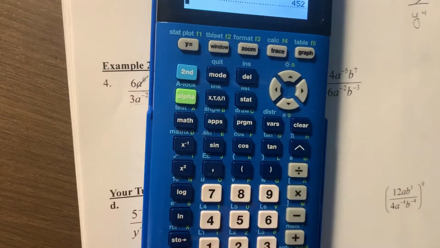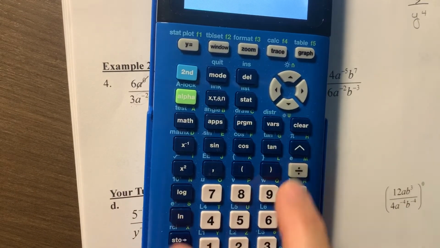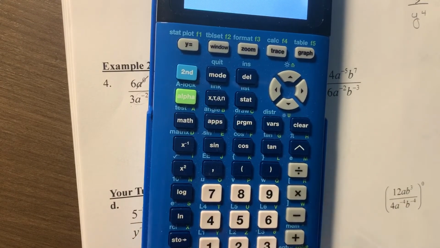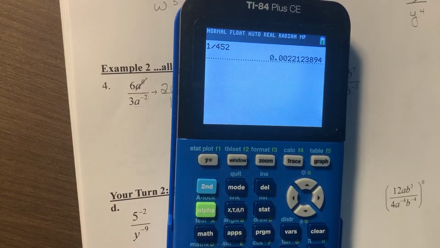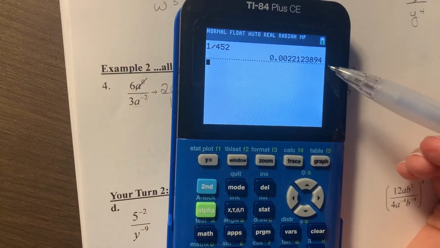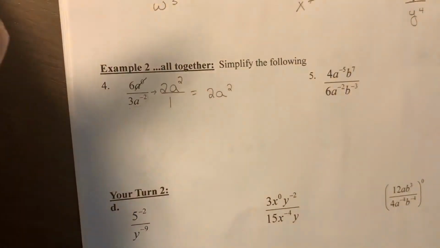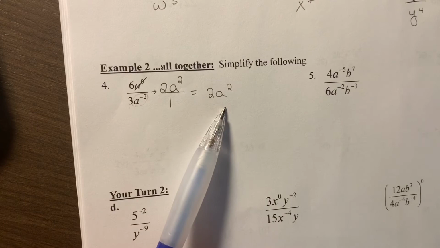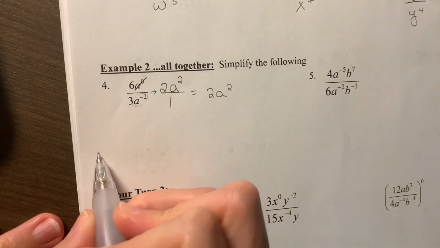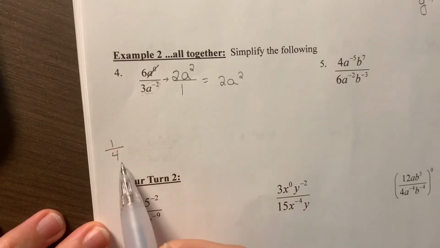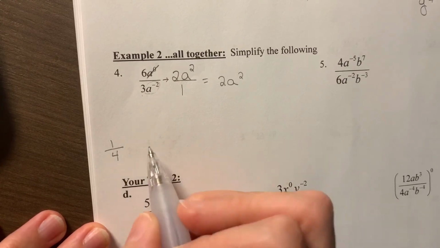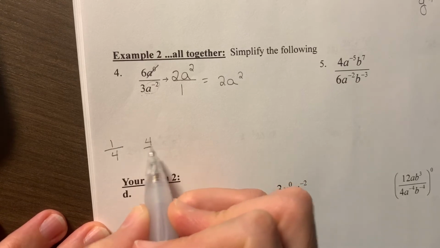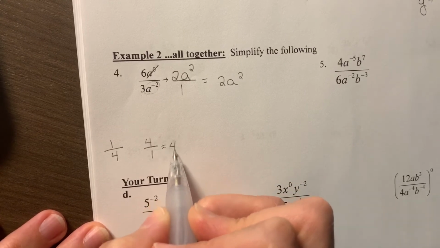Now, a 1 on the top, 1 divided by 452. So a 1 in the numerator has to stay there. You can see this turns into a fraction. So 1 on the bottom, you can get rid of it. 1 on the top, right? This is 1/4. That has to stay. Don't rewrite that as 1. 4 over 1 is just 4.